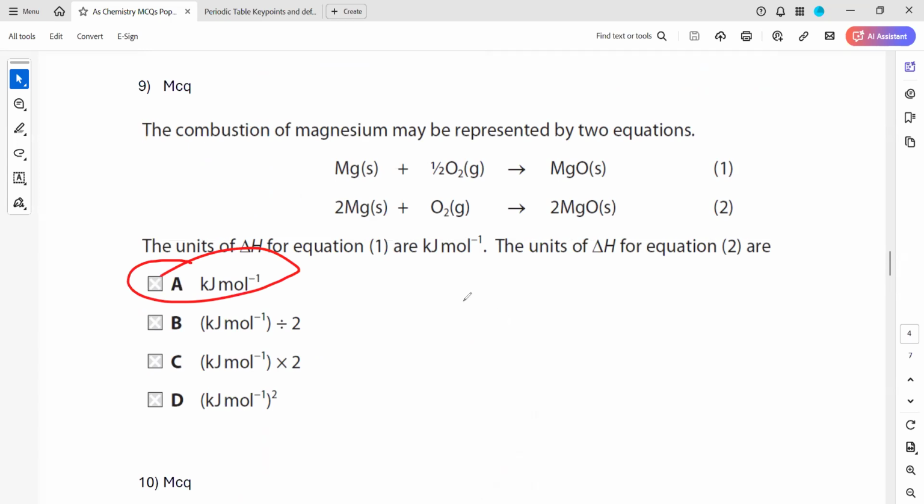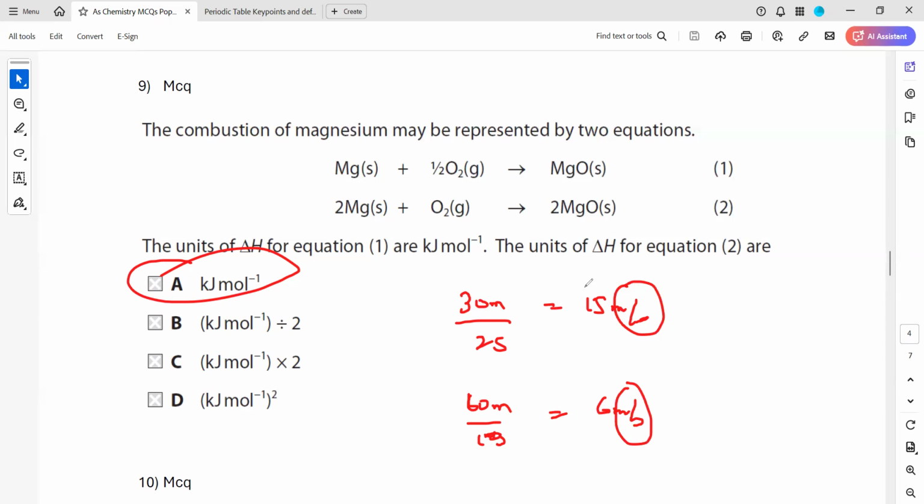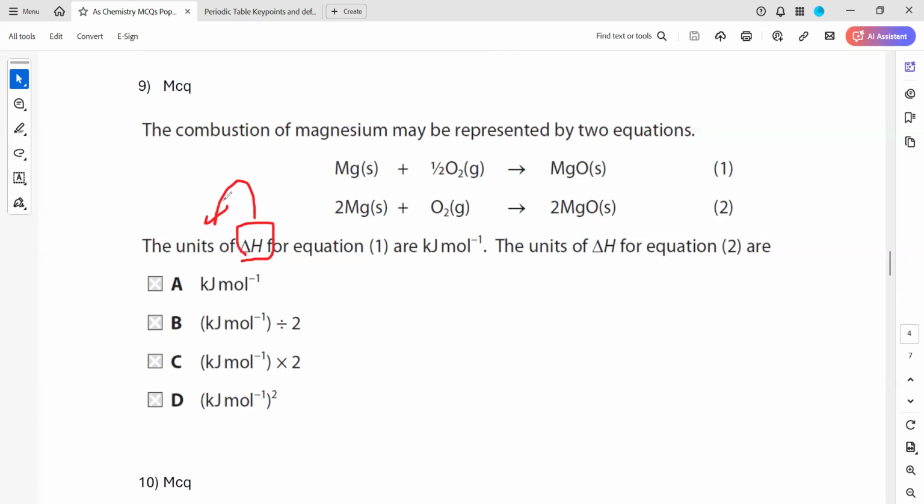For example, if I say an object covered 30 meters in 2 seconds, what is the speed? You will say 15 meters per second. Another object covered 60 meters in 10 seconds. What is the speed? 6 meters per second. But the unit does not change, because if the quantity is not changing, how will the unit change? So if the quantity is enthalpy change, the unit of enthalpy change is irrespective of the equation.